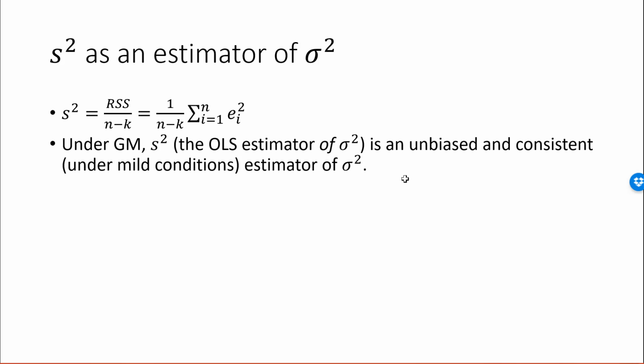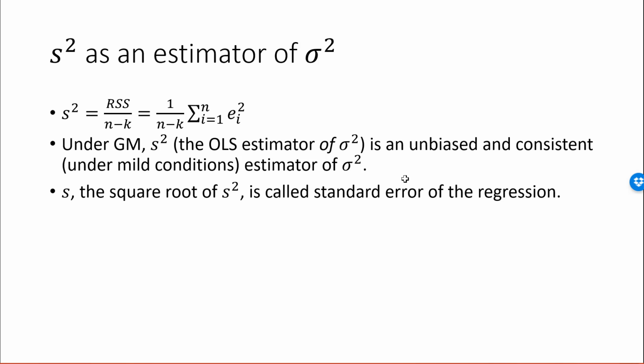So S square is still going to be called the OLS estimator of sigma square. Taking the square root of s squared gives us a symbol we denote by s, and that's called the standard error of the regression, just like before. S is going to be a consistent estimator of sigma.